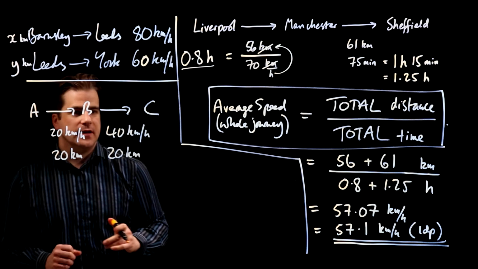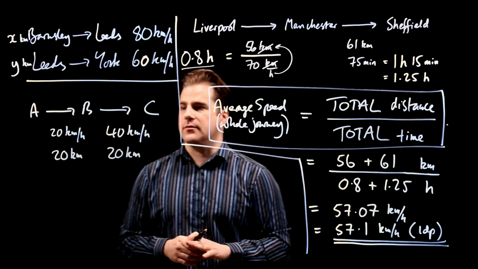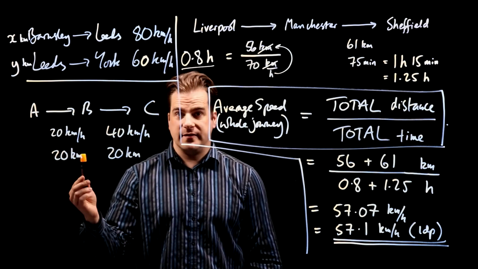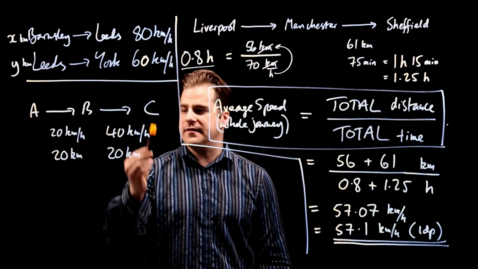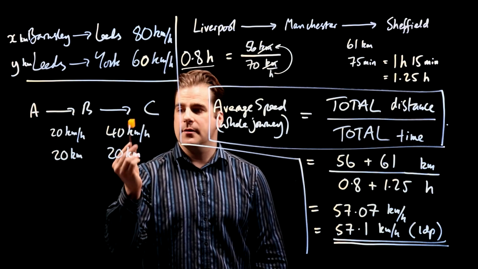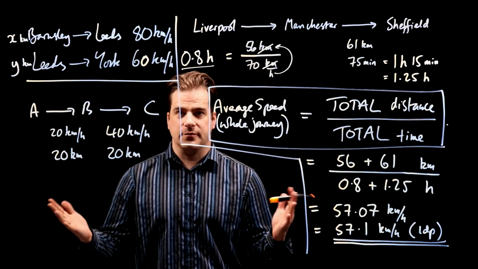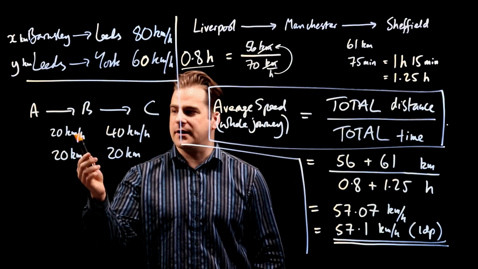Right, so this is a typical way they might present an exam question to you, okay? You're going from A to B, it's a distance of 20 kilometers, you're going at 20 kilometers per hour, then you go from B to C, it's the same distance as from A to B, it's also 20 kilometers, but you're going at 40 kilometers per hour, twice as fast. What's the average speed? It is not 30 kilometers per hour, okay?